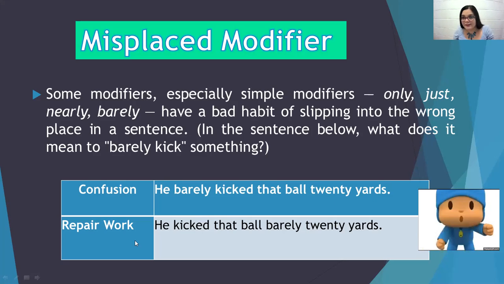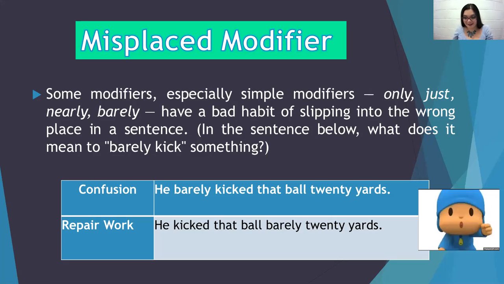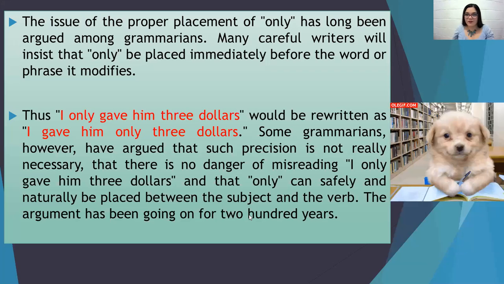A more specific sentence may suggest he kicked that ball barely 20 yards. So we mean that the distance was nearly 20 yards. While in the first one, we say that probably he wanted to kick the ball, but he didn't in fact, because it says he barely but didn't do it. This confusion has been the argument for grammarians for many years. The issue of the proper placement of only has long been argued among grammarians.